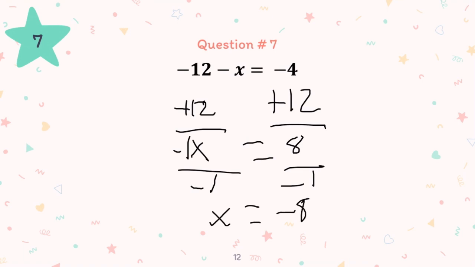And to check if we are correct, we do negative 12 plus 8 equals negative 4.